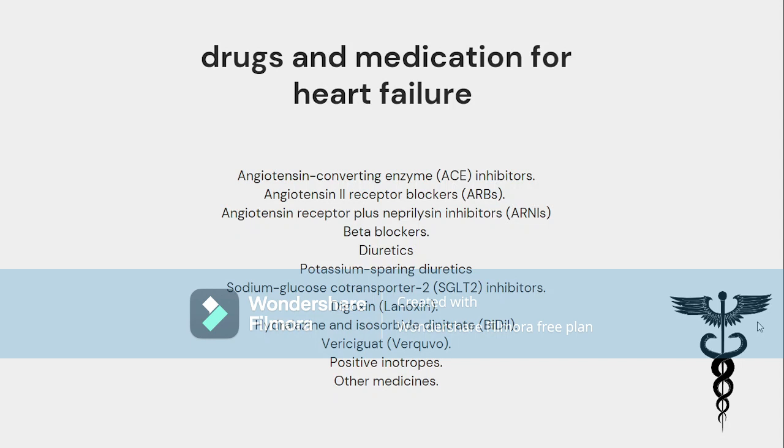So, ACE inhibitors and ARBs. These drugs help to dilate blood vessels, which can improve blood flow and reduce the workload on the heart. They also help to reduce blood pressure and fluid retention. Common ACE inhibitors used in heart failure include lisinopril and enalapril, while losartan is a common ARB. So, third, beta blockers. These drugs help to slow down the heart rate and reduce the workload on the heart.